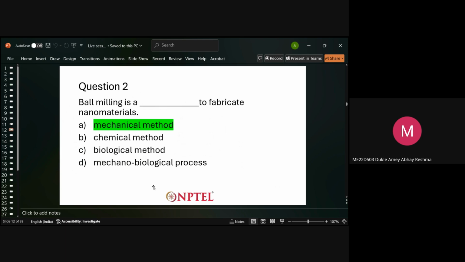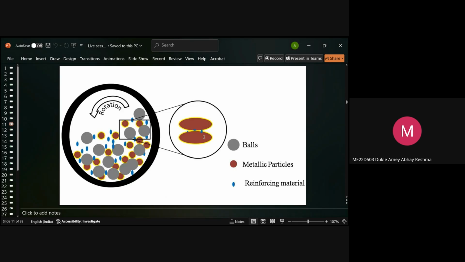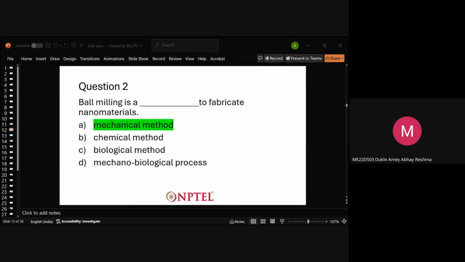So what kind of method do you think it is? Is it a mechanical method, chemical method, or... Yes, so the answer is mechanical method. It basically breaks down everything. So basically, when you are going from top to bottom, when you are breaking it down using mechanical force, it is called the mechanical method. So the answer is mechanical method.